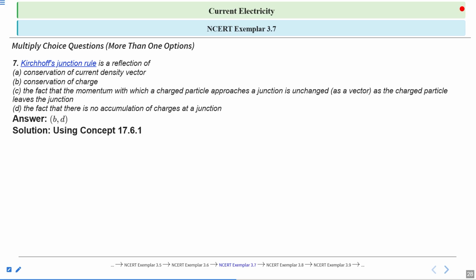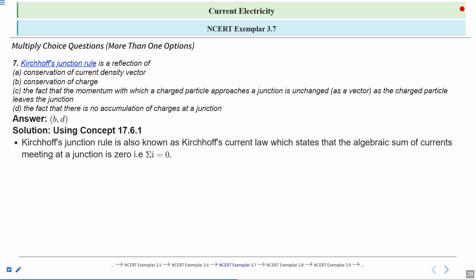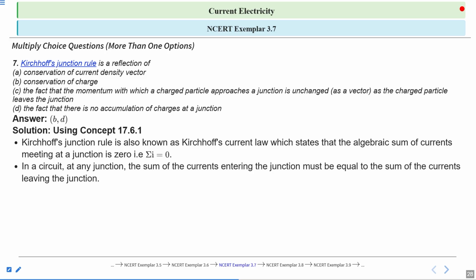So using concept 17.6.1, Kirchhoff's junction rule is also known as Kirchhoff's current law, which states that the algebraic sum of currents meeting at a junction is 0. That is, sigma I equals 0. In a circuit at any junction, the sum of the currents entering the junction must be equal to the sum of currents leaving the junction. That is the statement of Kirchhoff's junction rule.